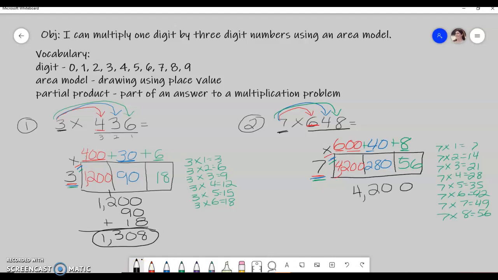4,200, 280, plus 56. You always line them up from greatest to least. That way when you're adding it together, it's added up properly. Make sure you line things up. If you need to draw lines like that, go ahead. 6, 13, 5, 4. 4,536. And that is how you can multiply using an area model.